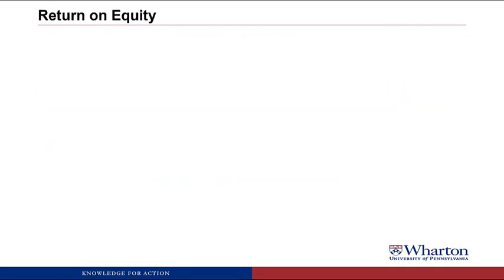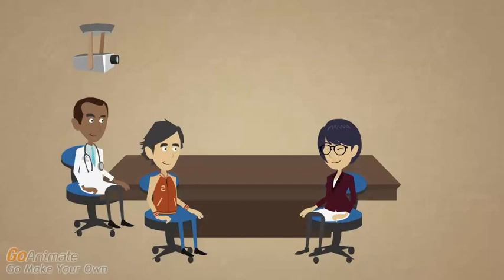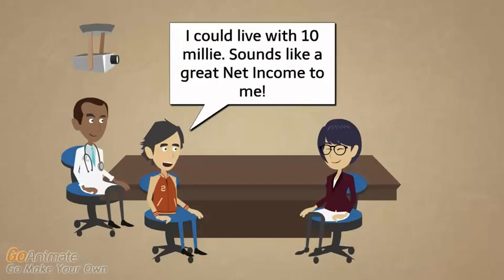Let's talk now about specific ratios, starting with return on equity. So, is a net income of $10 million good or bad? I could live with 10 milli. Sounds like a great net income to me.